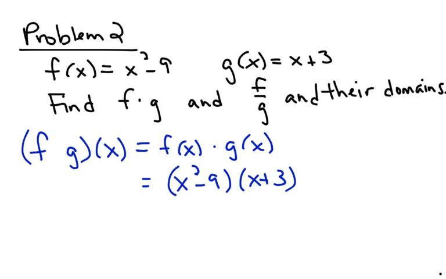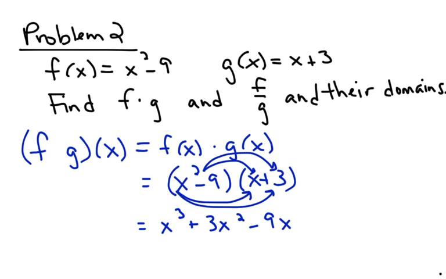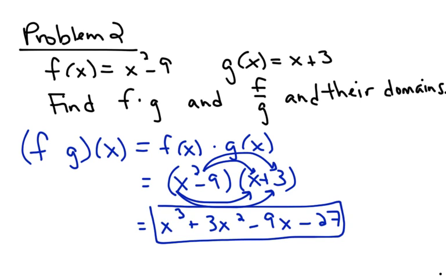Well, this is something I know how to do. I'm going to FOIL it. I get x cubed plus 3x squared minus 9x minus 27. And then I ask myself, are there any like terms to combine? No, there are not. So this is the final answer.